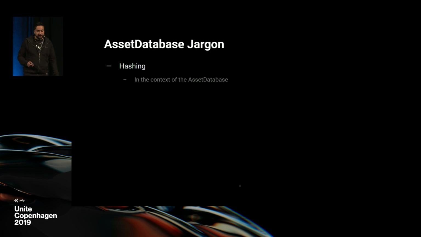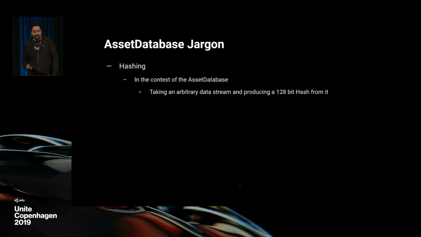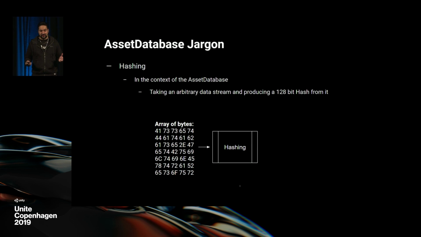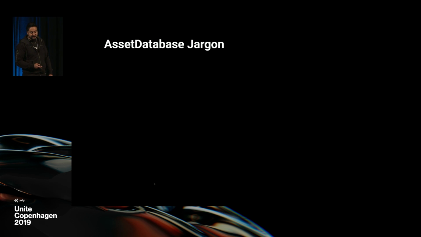Then I want to talk about hashing in the context of the Asset database, which is we will take an arbitrary data stream and we'll produce a 128-bit hash from that. You have some bytes, then you run it through some hashing function that we have, and out comes a 128-bit hash. And we do this in many places throughout the Asset pipeline.